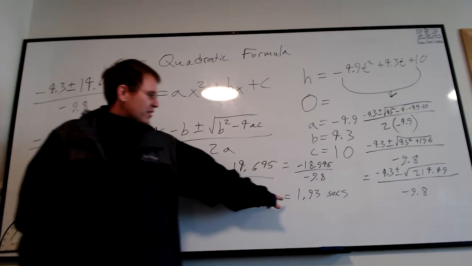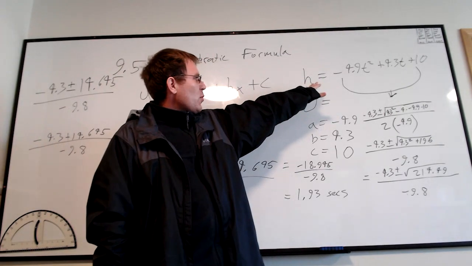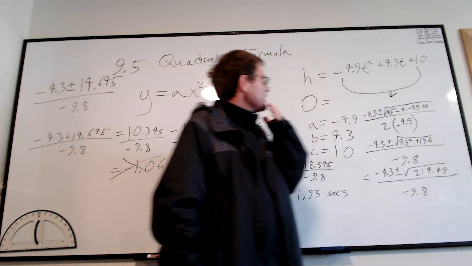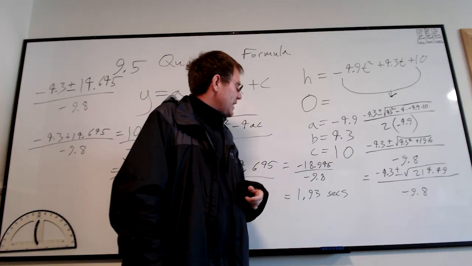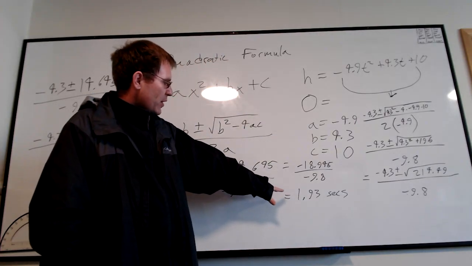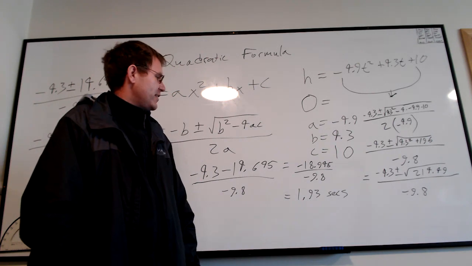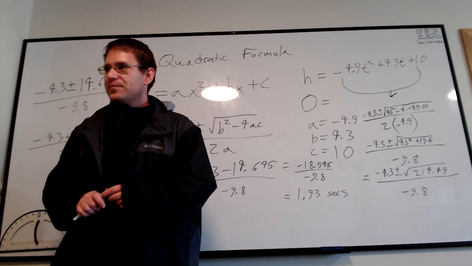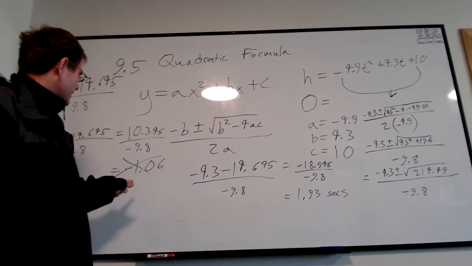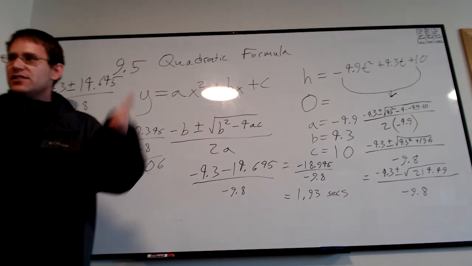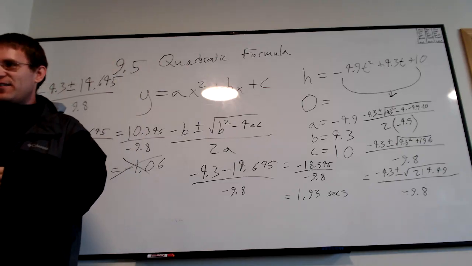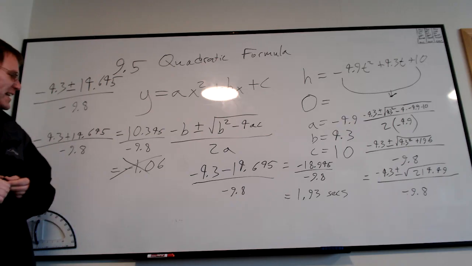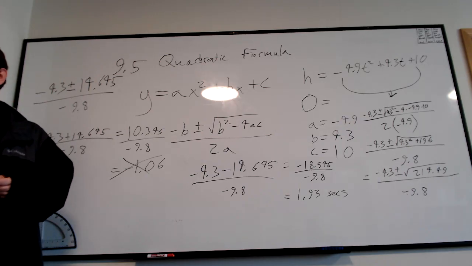So if you dive off a platform that's 10 meters tall with that initial upward velocity, then after 1.93 seconds you're going to hit the water. Hopefully not too hard. So the second one was true, the first one was not. There are two solutions to the quadratic, and one of them was implausible, because we don't go back in time.